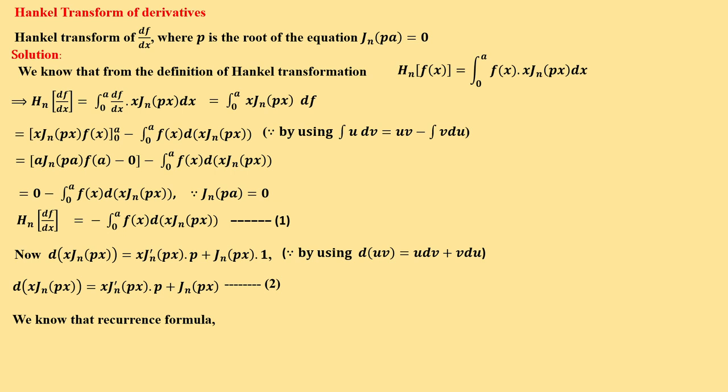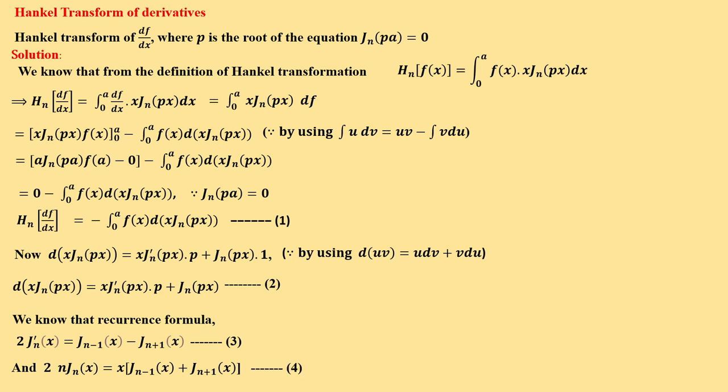We know the recurrence formulas. There are two formulas we are going to consider. The first one: 2 into Jn dash of x is equal to Jn minus 1 of x minus Jn plus 1 of x. That is equation number 3. And the second recurrence formula: 2n Jn of x is equal to x into Jn minus 1 of x plus Jn plus 1 of x. That is equation number 4.